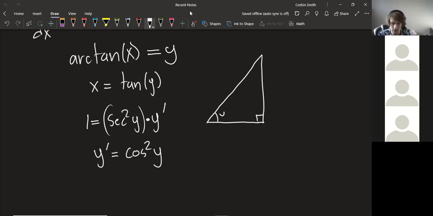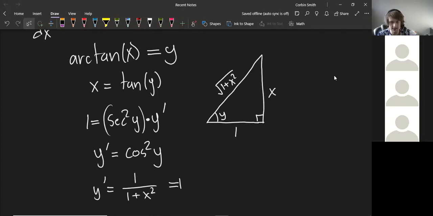So if we set this equal to y, and so tangent is sine over cosine. So let's set this equal to x and this equal to 1. According to the Pythagorean theorem, this is 1 plus x squared. Okay, and so we get y primed is equal to 1 over 1 plus x squared. And that is the same thing as saying the integral of dx over 1 plus x squared is equal to arctan of x plus c.